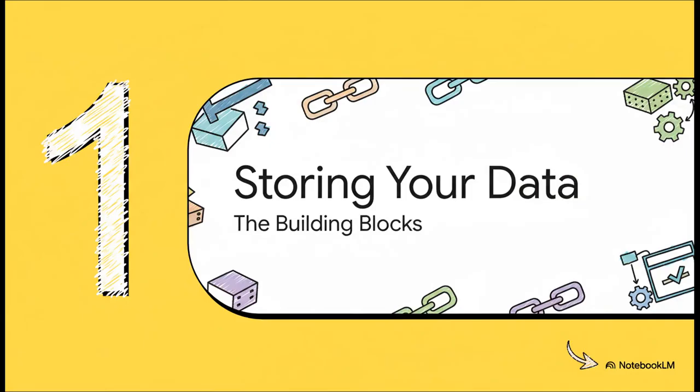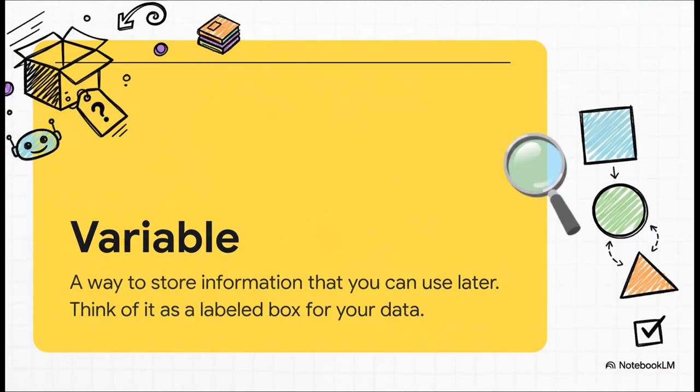So how do we even begin to give the computer instructions? Well, first things first, we need a way for the computer to remember things. Just like we have nouns in our language to talk about people, places, and things, a program needs a way to hold on to information. And it all starts with one super basic building block. This is it, a variable.